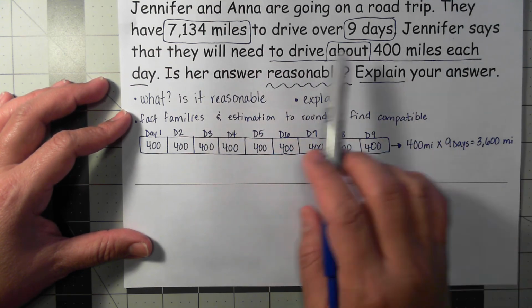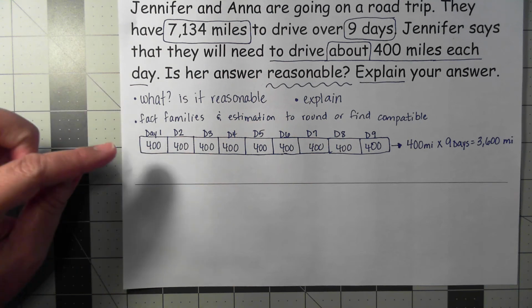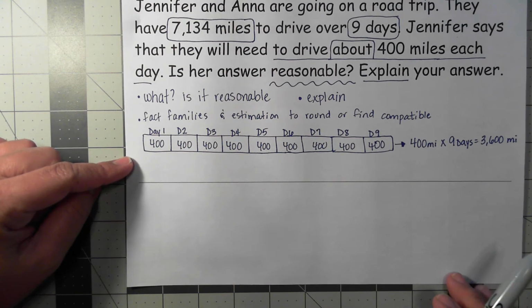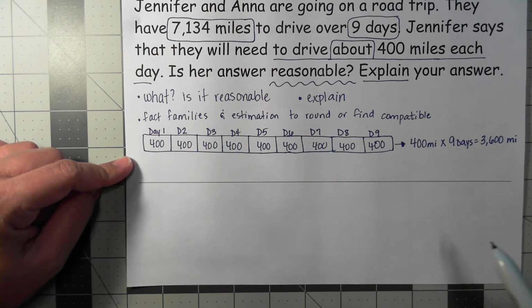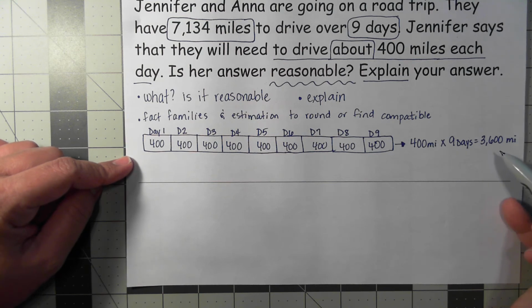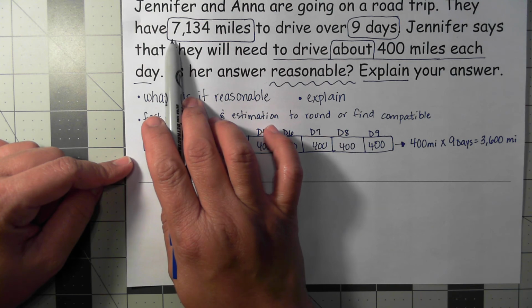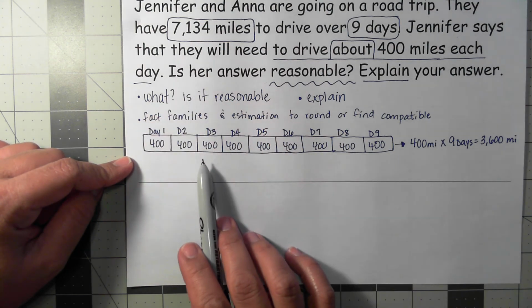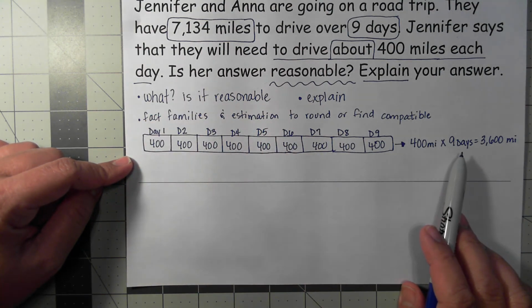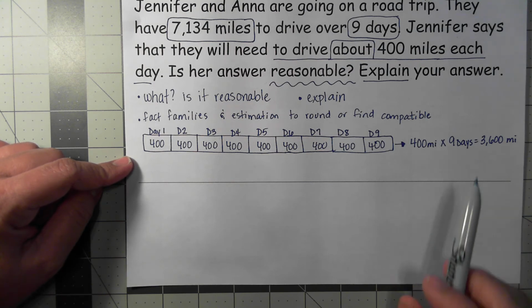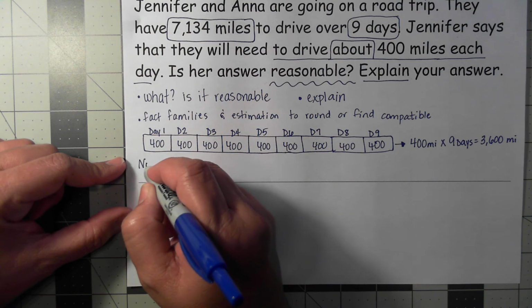Okay. So if I go by what this is saying, Jennifer says that they will need to drive about 400 miles each day. I can say, well, Jennifer, if I drive 400 miles every day for 9 days, I will only travel 3,600 miles. But our trip is this long. So, is this your reasonable estimate? And I'm going to have to say, it is not reasonable. What is a better way to solve? What should it be?